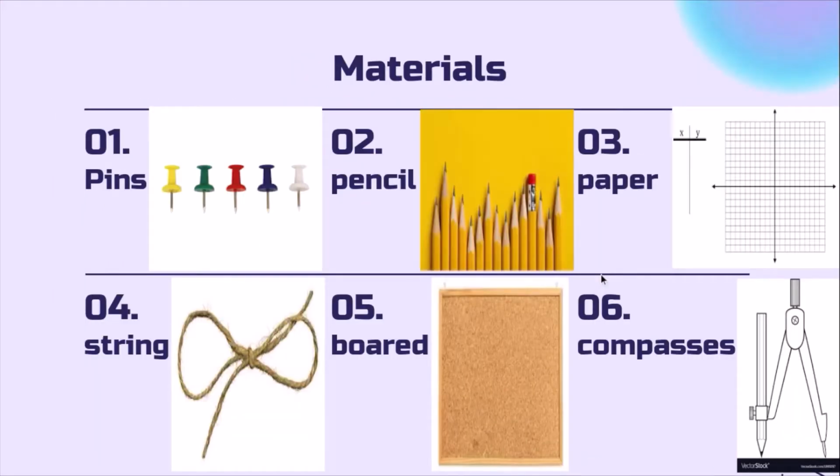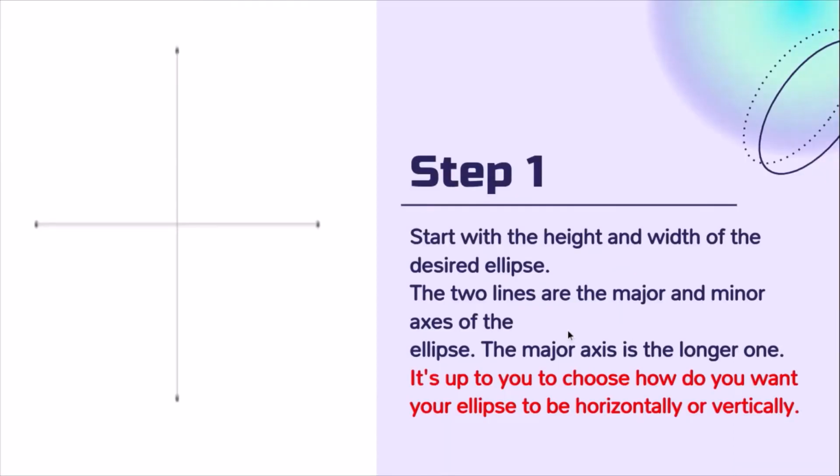Here are the materials we need to use to draw an ellipse. We need pens, pencil, a paper, a string, a board, and compasses. Step 1. Start with the height and width of the desired ellipse. The two lines are the major and minor axes of the ellipse. The major axis is the longer one. It's up to you to choose how you want your ellipse to be, horizontally or vertically.